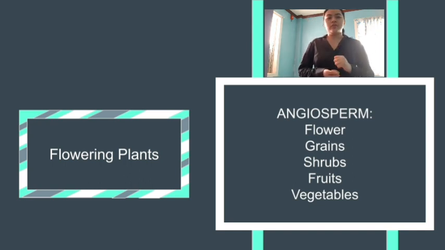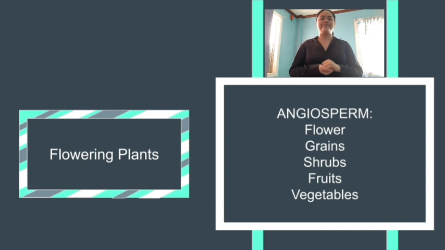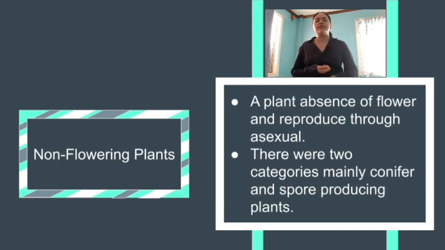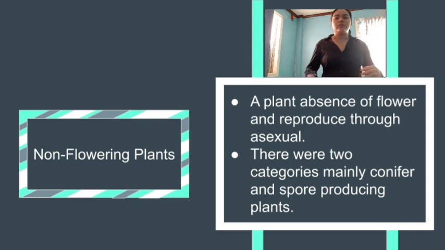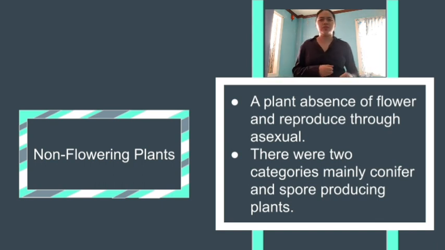Now, let's move on to the non-flowering plants. Here we are at the second category, which is the non-flowering plants. A plant absent of flower and reproduces asexually. Though they don't have flowers, some trees use cones, or other plants rely on wind to spread their seeds to grow a new plant. There are 2 categories, mainly conifer and spore-producing plants.